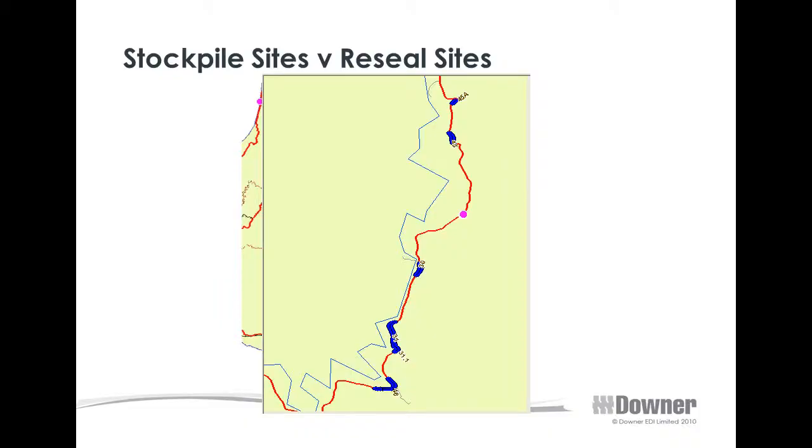Once the data's in the job management system, we're then able to correlate that with the stockpile sites and find out which sites are nearest. In this diagram, I don't know if you can see, the pink sites are my grade 3 chip, and the blue patches are the resealing sites, and we can then establish which sites are closest to which stockpiles. Having to create specific chips over a longer distance obviously increases our cost, and the whole purpose of this is monitoring our costs and trying to keep them down so they're more efficient.